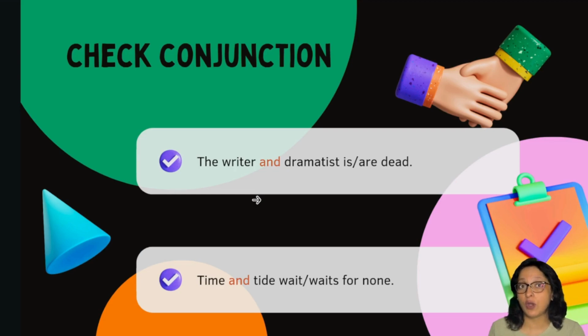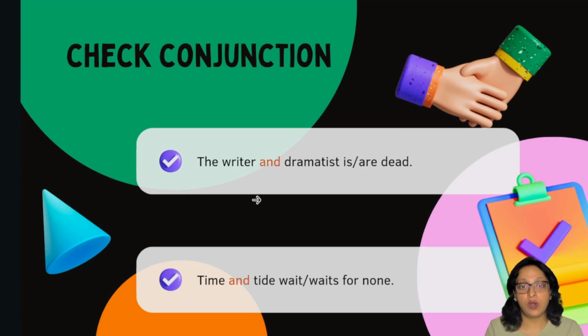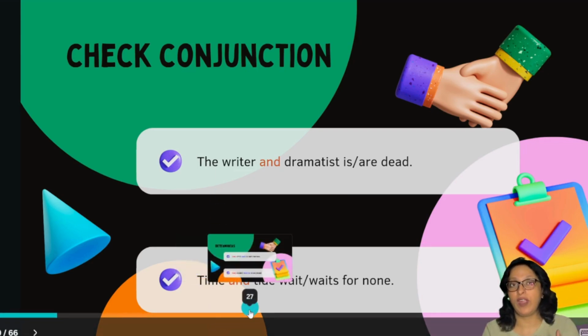But wait a second, we are not talking about two subjects here. We are talking about one and the same person who is also a writer and a dramatist because we have not used the writer and the dramatist. If the sentence had been the writer and the dramatist, then the verb would be plural. Then it would mean two different persons. But here in this sentence, we are talking about a single person who was a writer as well as a dramatist. In the second sentence, time and tide wait or waits for none.